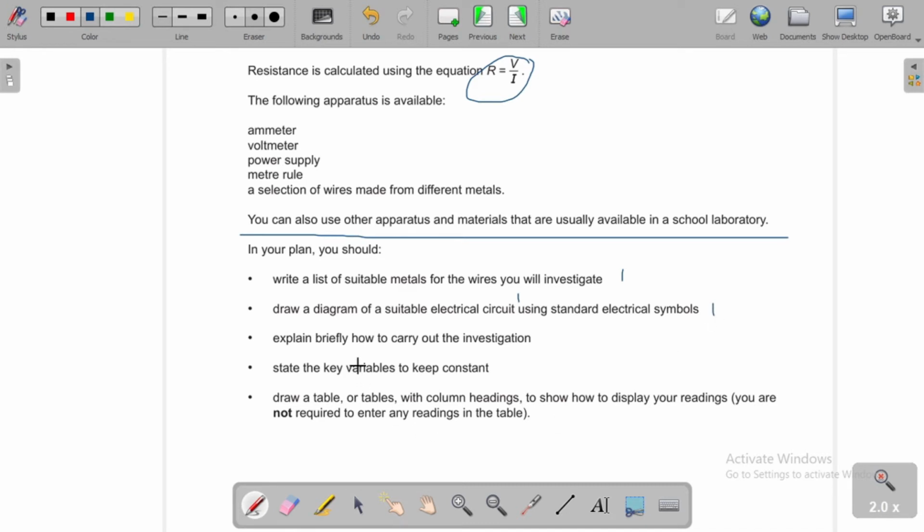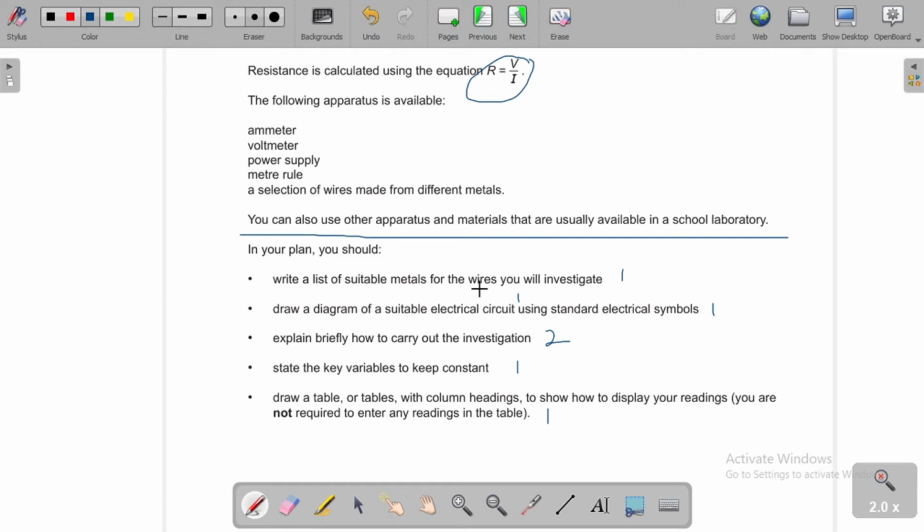Explain briefly how you would carry out the experiment. Your explanation on how you carry out the experiment will give you about 2 marks. That makes it 5. State the key variables, 1 mark. That makes it 6. Draw a table, 1 mark. That makes it 7. Okay, so let's start.